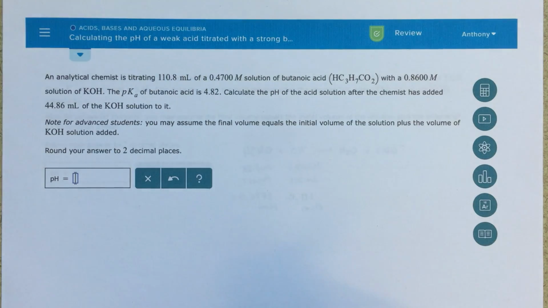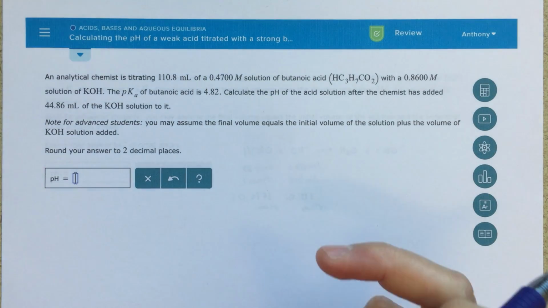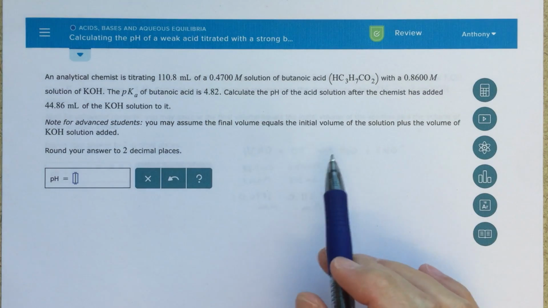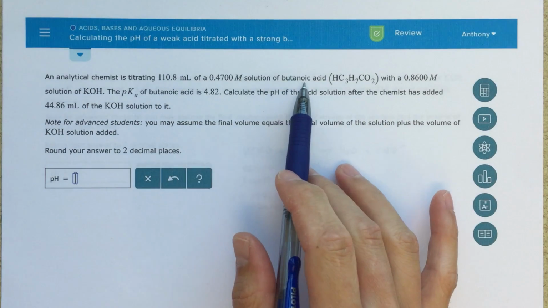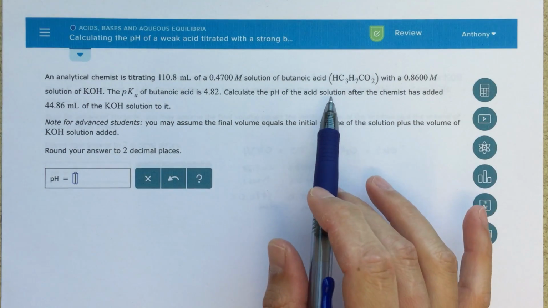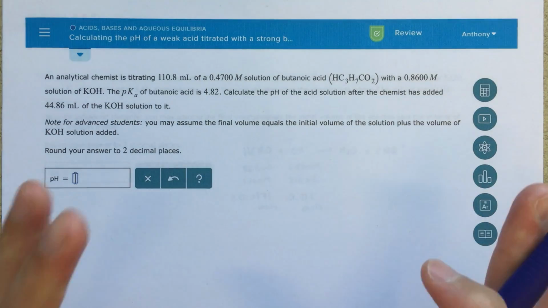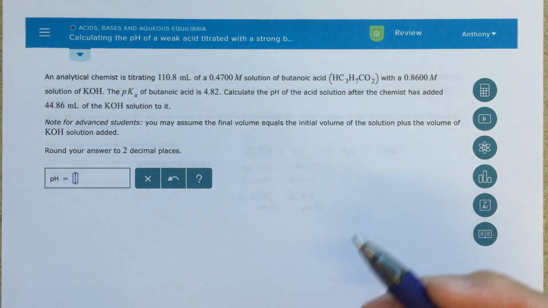I'm going to do two examples of this same problem because there's two sort of different versions that you're going to run into. This is probably the most common version you're going to run into. So I've got a chemical reaction here where I'm going to take butanoic acid with this chemical formula and I'm going to titrate it with KOH. And so the first thing you're always going to want to do is write out a balanced chemical equation.